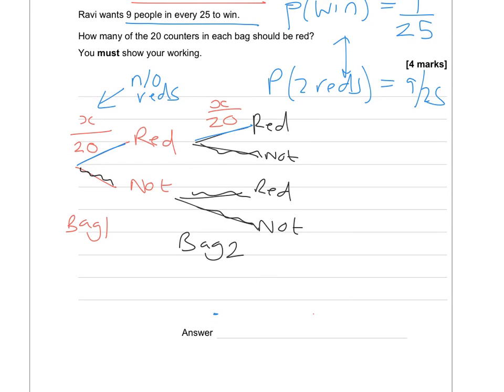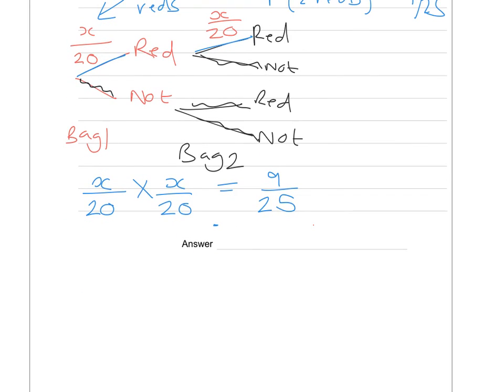As we're working along the branches, an AND situation, the probability of getting 2 reds is x over 20 multiplied by x over 20, and we know this probability must be equal to 9 over 25. So we can simplify this result, x squared over 400, multiplying the numerators, multiplying the denominators, which must equal 9 over 25. There are a number of different ways in which to deal with this equation.